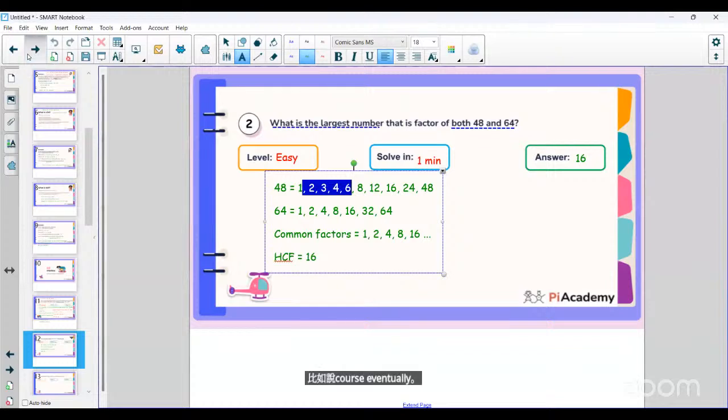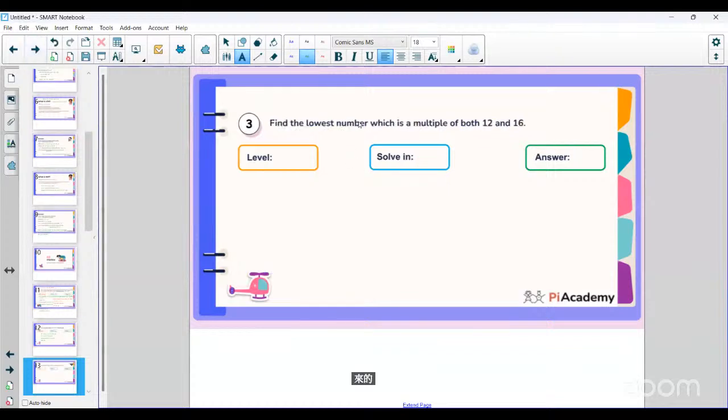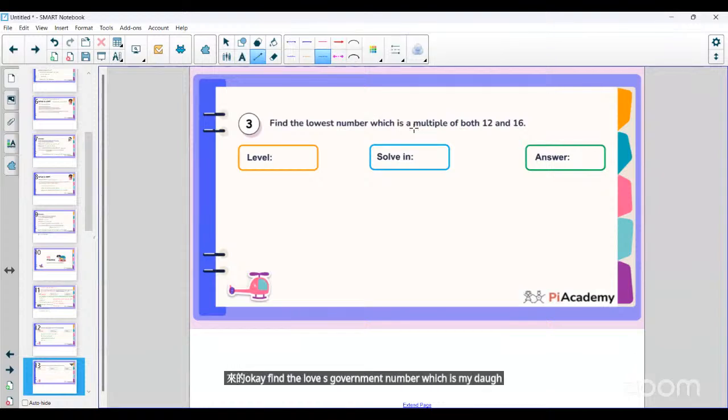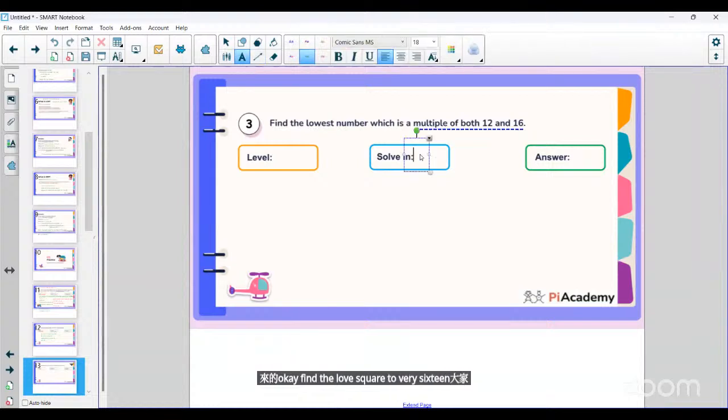Yeah. Let us see the next question now. Okay, find the lowest common number which is a multiple of both 12 and 16. Okay, do this in 30 seconds, please. This is a very simple problem. Give me the answers.